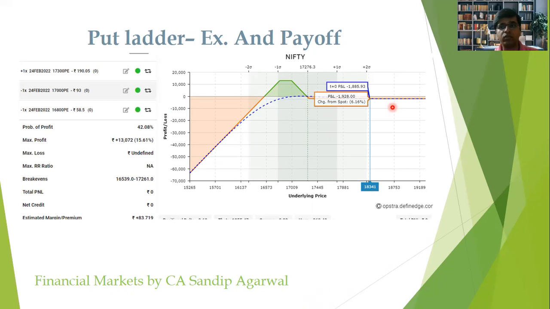Similarly, if we arrange the strategies on the bearish side, between the bear put spread, the put ratio spread, and the put ladder, then the bear put spread is the least risky. After that comes the put ladder, and then comes the put ratio spread, which is the most risky of these three strategies under the bearish market structure.